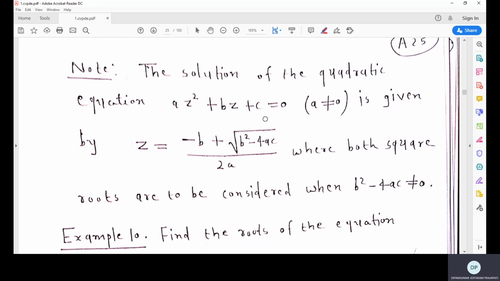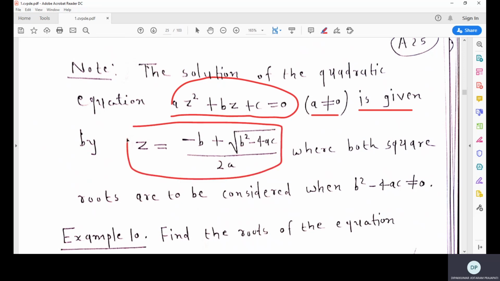Now using complex roots, we can solve quadratic equations in complex numbers also. Suppose this is a quadratic equation in complex number z, az square plus bz plus c equal to 0, where a, b, c are complex constants and a is a complex number different from 0. So the solution of this quadratic equation is given by this formula.